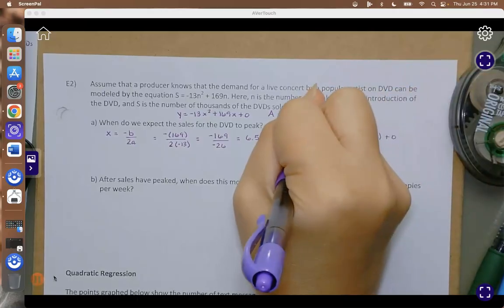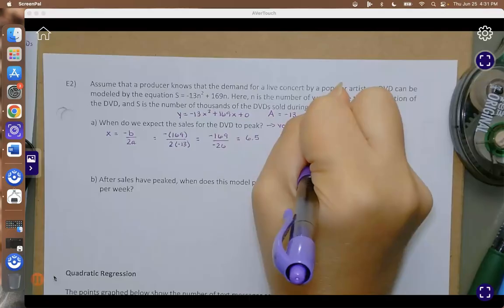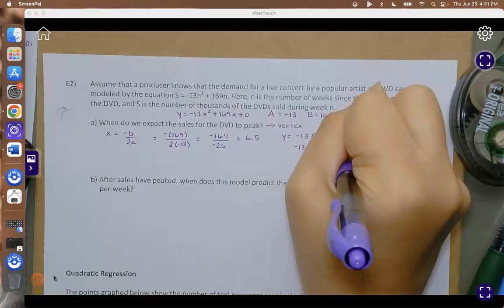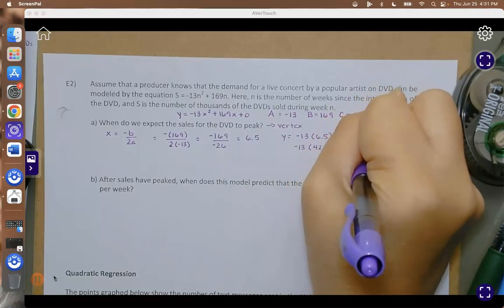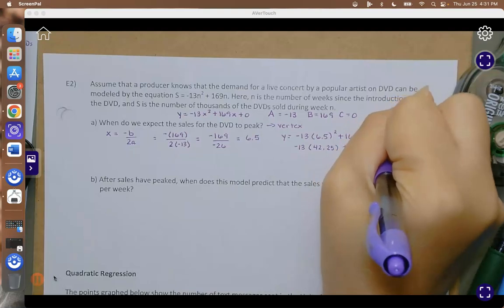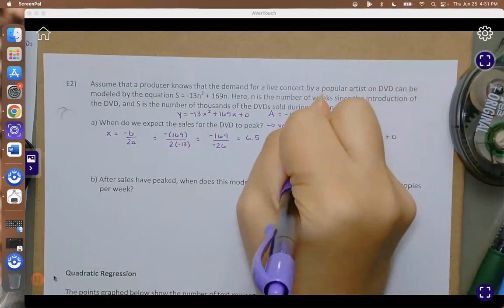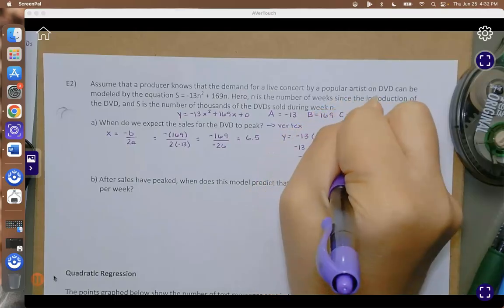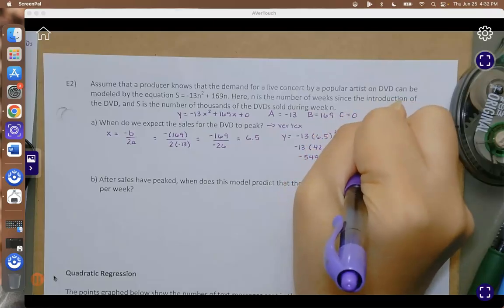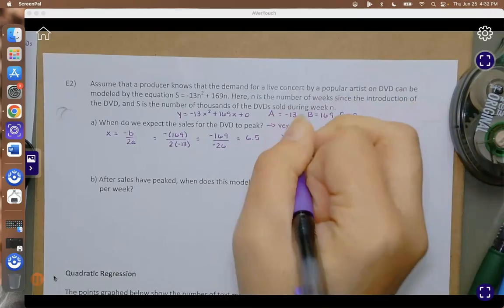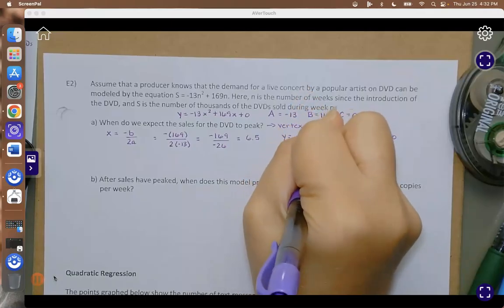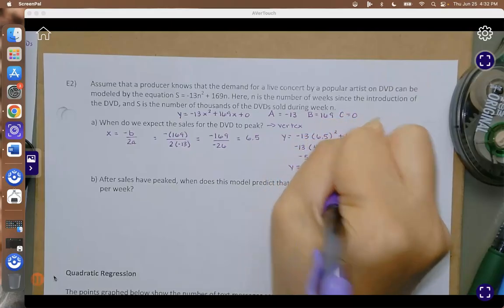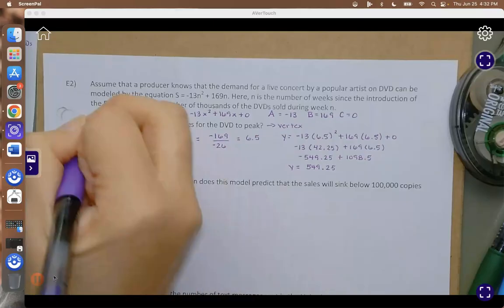Okay? So this is negative 13 times 6.5 squared, which is 42.25. I'm just going to leave that 0 off. So when I multiply, I get negative 549.25. And when I multiply here, I get 1098.5. When I combine those, I get 549.25.